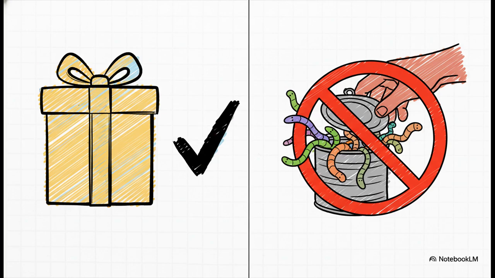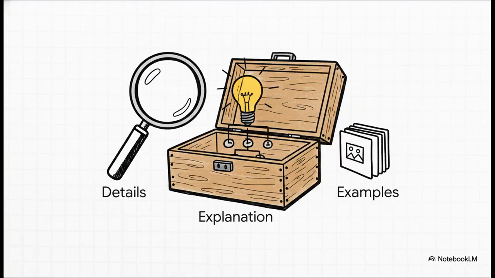And listen, this is the most important rule of all. I'm serious. The concluding sentence is for wrapping things up, not for opening a whole new can of worms. If you introduce a brand new idea at the very end, all you're going to do is confuse your reader and weaken the entire paragraph you just worked so hard to build. Don't do it.